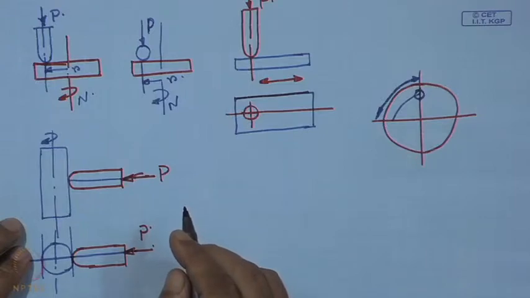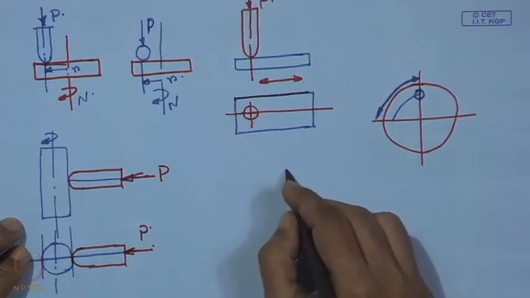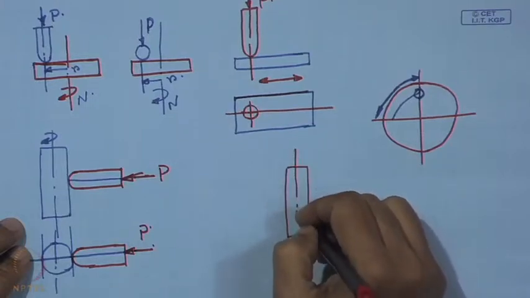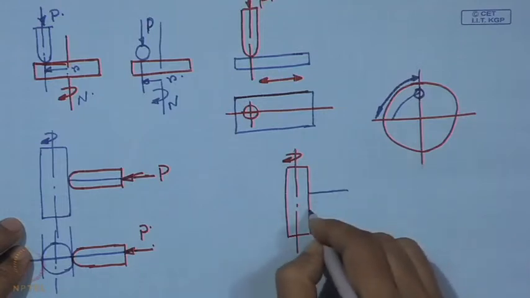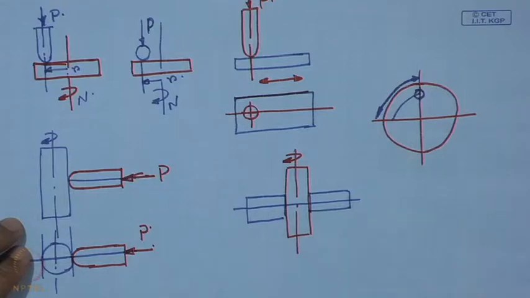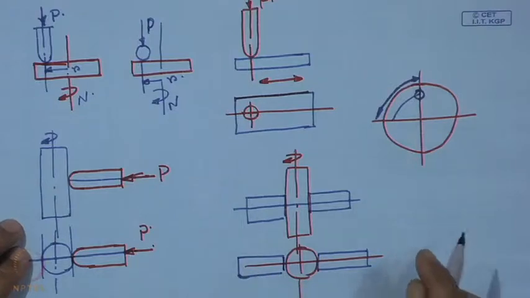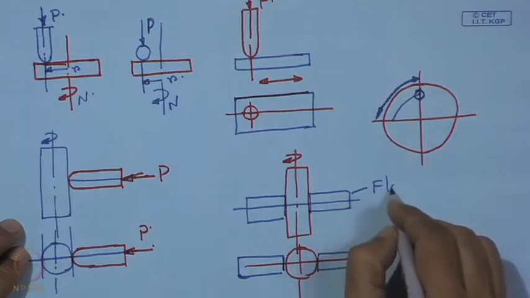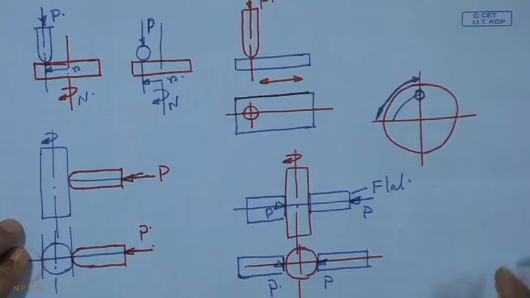Now, flat on cylinder. It is something like this. Here we have a cylinder which is rotating, and from two sides we can hold flat plates. If we see the front view, it looks like this, this is going to be the orientation. So this is actually flat on cylinder. These are the flats loaded with the force P from both ends. So this is also another tribopair.